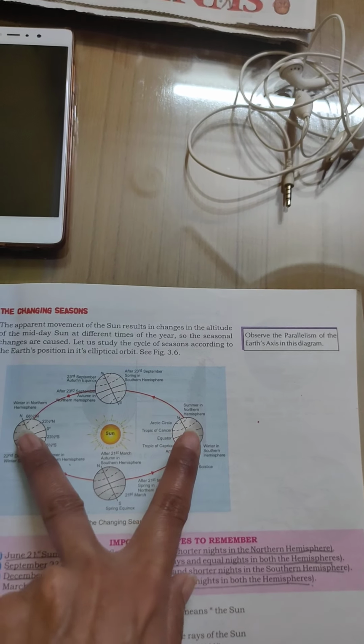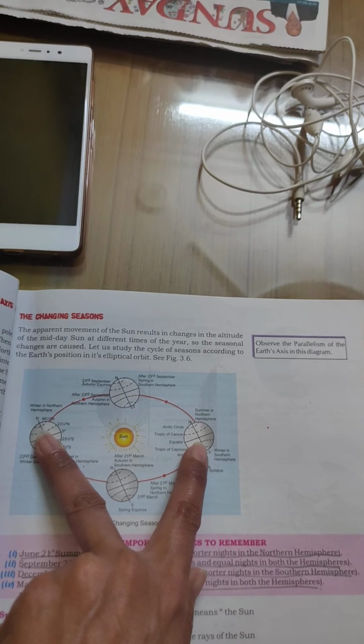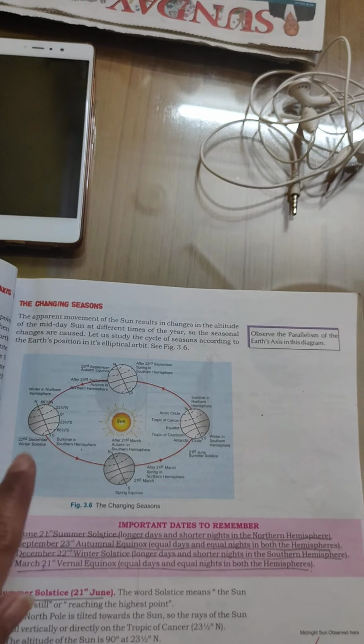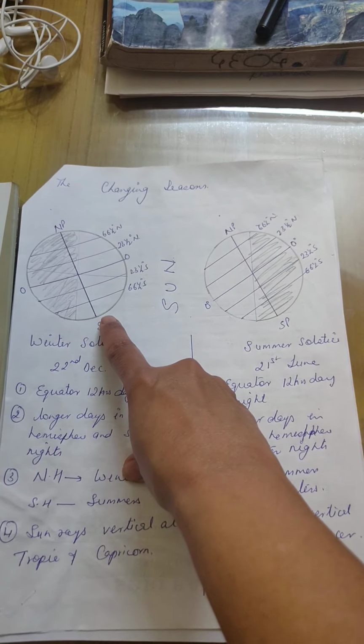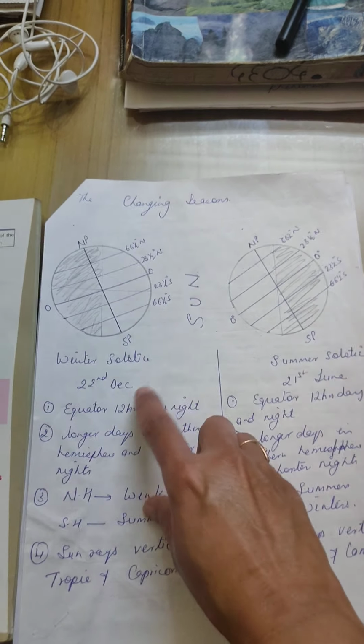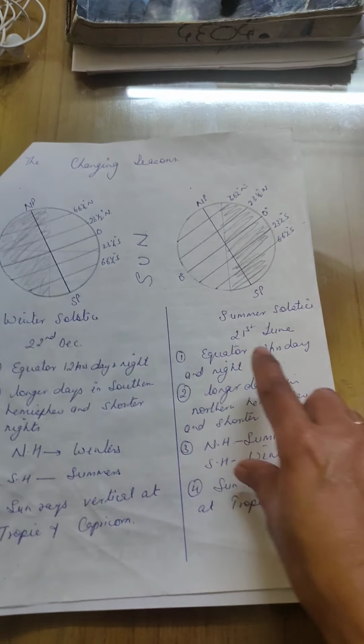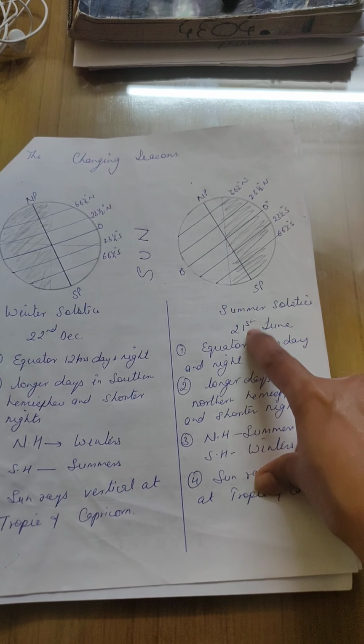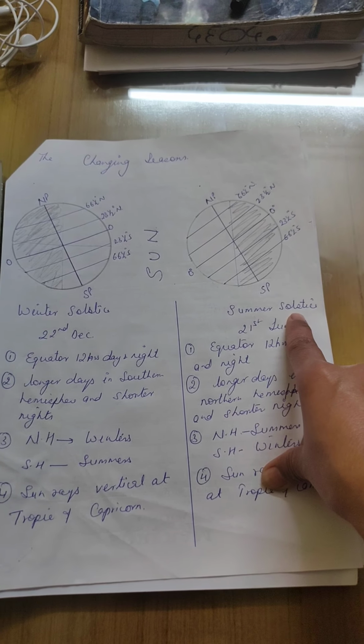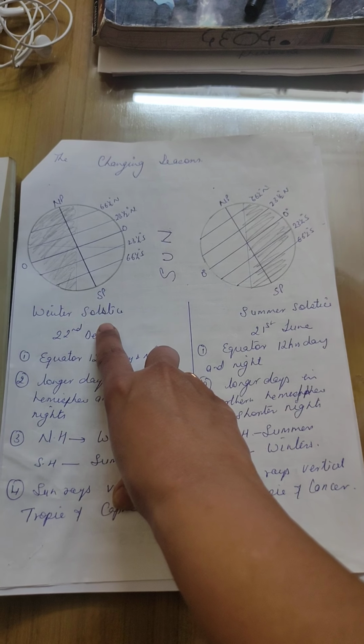So we're going to study these two positions in comparison and see what are the changes which happen from one to another. Now, this is the position of the winter solstice as it is shown in your book. This position happens on 22nd of December, and this position happens on 21st of June. We call this the summer solstice and this position the winter solstice.